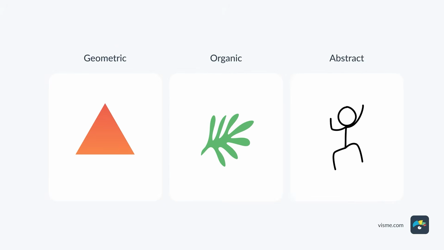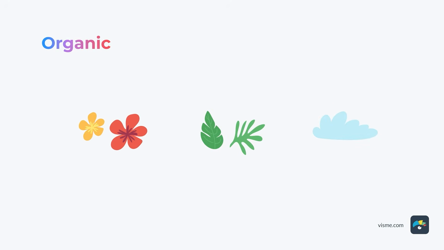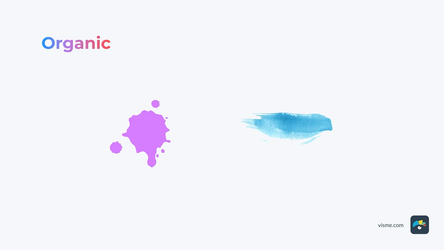Shapes exist in 3 formats: geometric, organic, and abstract. Geometric shapes are the ones you typically think of when talking about shapes: squares, circles, triangles, rectangles, and so on. Organic shapes represent things we know about nature and life around us. The most common organic shapes are plant-based, like flowers, leaves, mountains, and clouds. Organic shapes can also look like paint splatters and watercolor blobs. Typically, organic shapes are asymmetric and irregular.